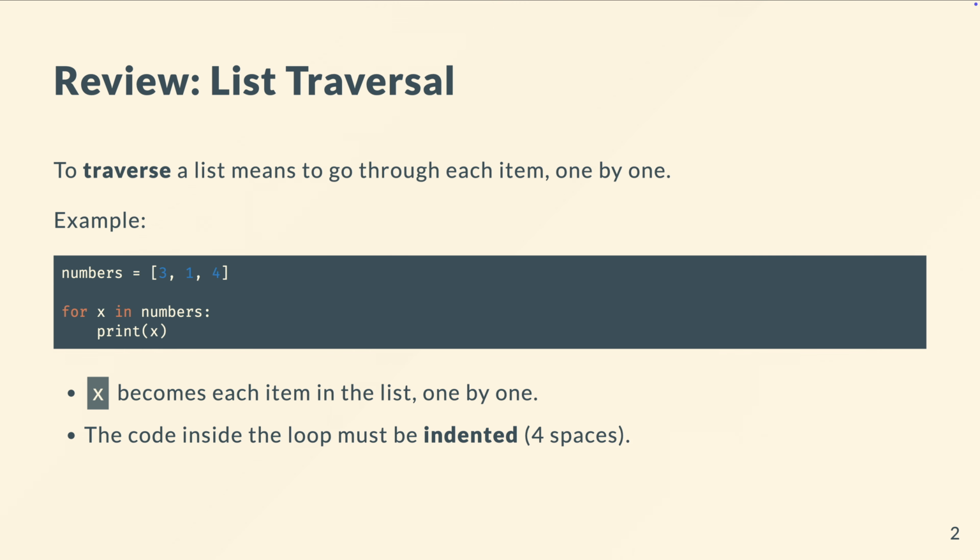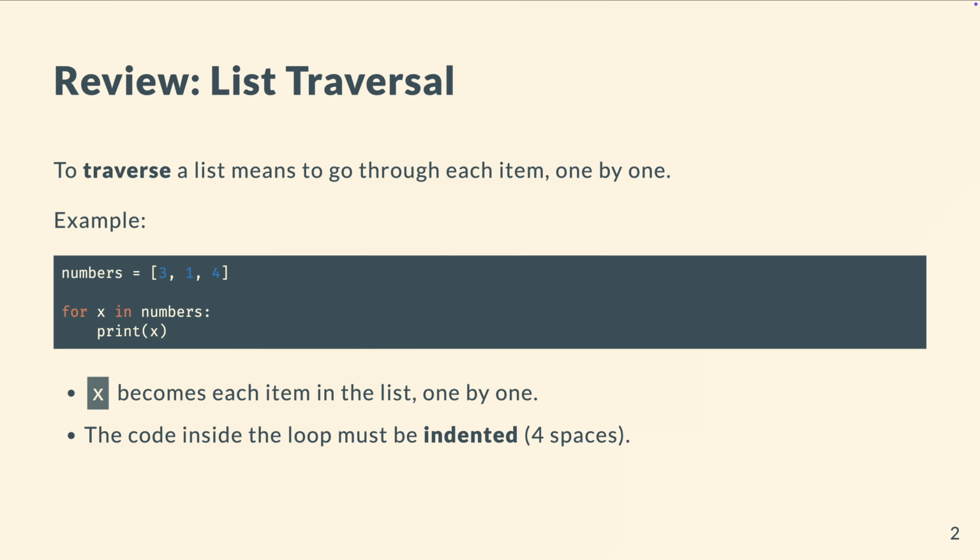Let's quickly review list traversal. To traverse a list means we visit each item one by one. In the code on the slide, numbers is a list with 3 items: 3, 1, 4. The line "for x in numbers" means x will become each item in the list in order. So first, x is 3, then x is 1, and then 4.